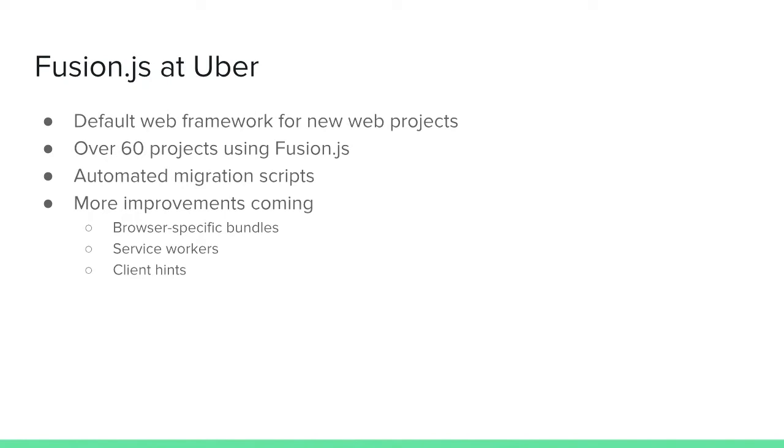So Fusion.js, currently we're using it in about 60 projects at Uber. It's the default framework that we're using for the scaffold. So every new project is going to be using Fusion.js as a base. And for all of the other projects that already existed before, we're working on migration scripts to have them automatically migrated from the previous framework over to Fusion.js. And there are about 600 of those that we're gradually migrating over now.